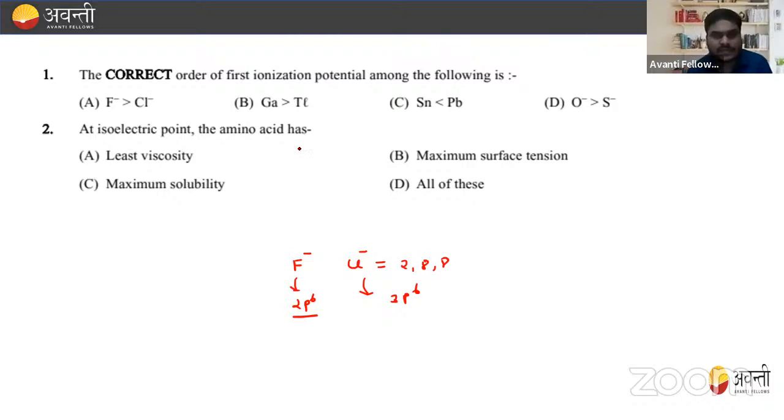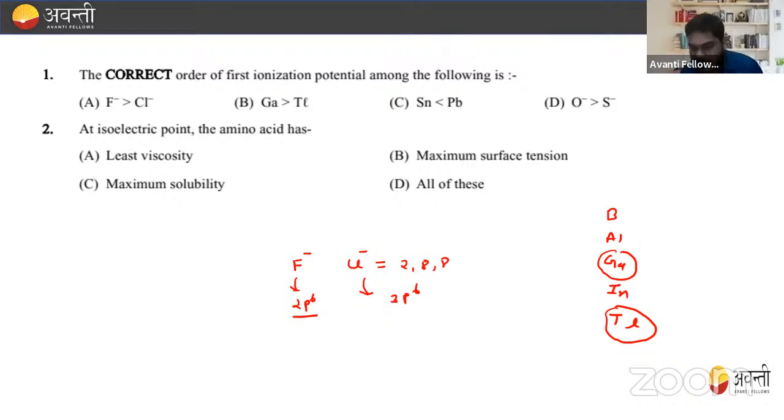Now, if I'm talking about gallium and thallium, in case of gallium and thallium, the atomic size of gallium is obviously smaller, and this is the size of thallium. Out of these, you have to remove one electron. So which is the correct order of first ionization potential? This will also be wrong. So which one is the correct?